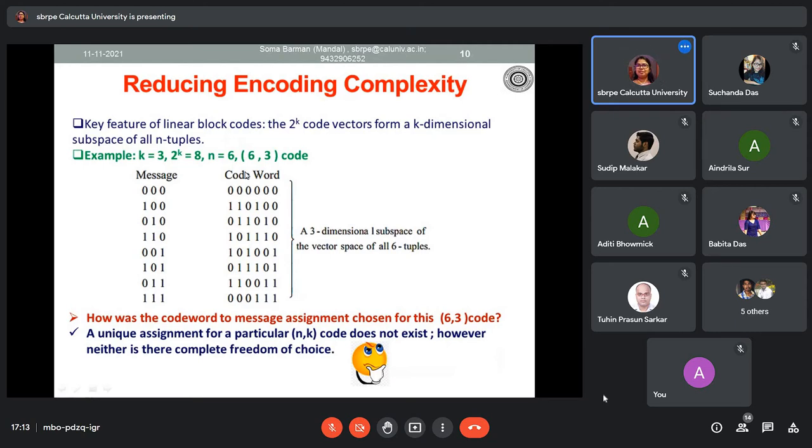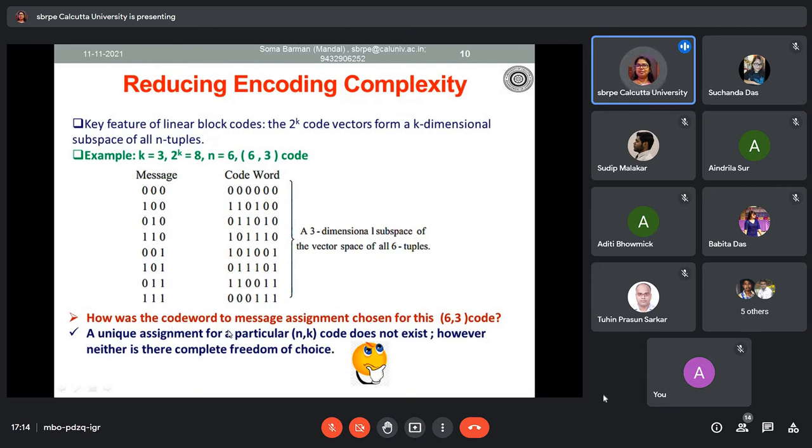Similarly, 001 is mapped into 101001. 101 is mapped into 011101. 111 is mapped into 000111. Okay. So that means this lookup table has to be stored somewhere. Now this does not look that complex, because we are taking only 3 message bits. So 8 messages you can easily store.